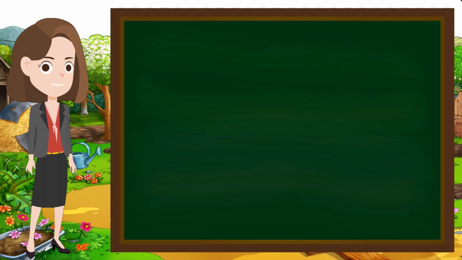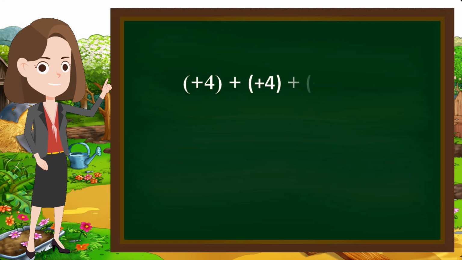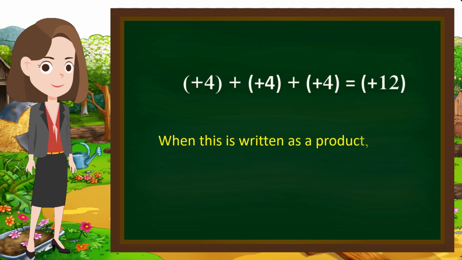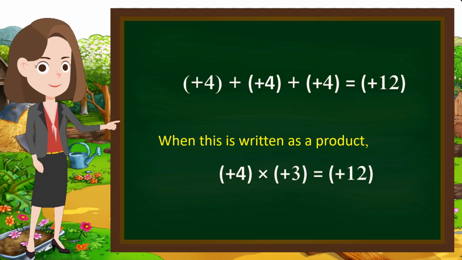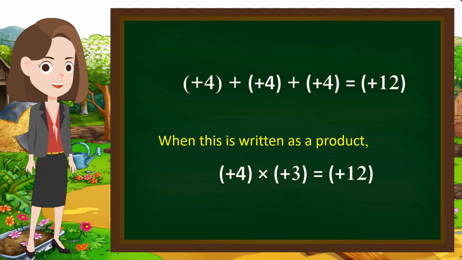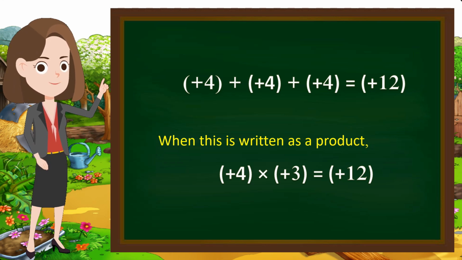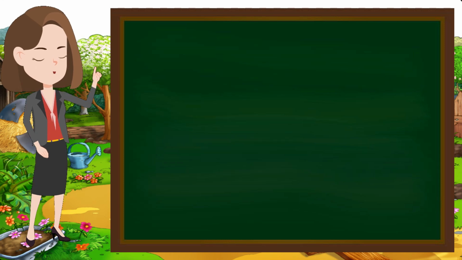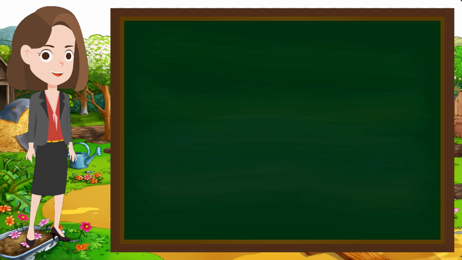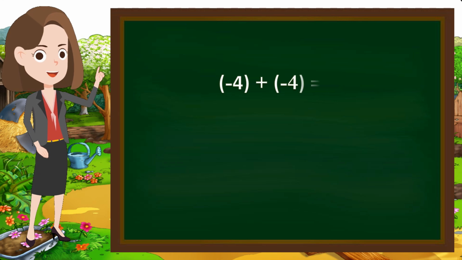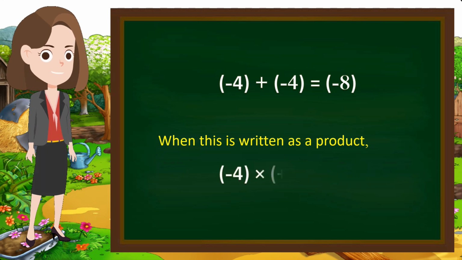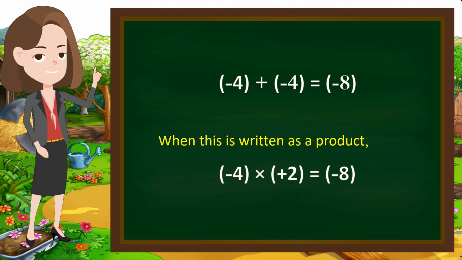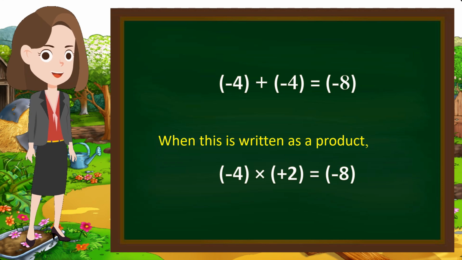Accordingly, my dear children, adding plus 4 to plus 4 to plus 4 equals plus 12. We can write it as a product like this. That is multiplying plus 4 by plus 3 equals to plus 12. My dear children, you know that when you add minus 4 to minus 4, you get minus 8 as the answer. Accordingly, by multiplying minus 4 by plus 2, we can get minus 8 as the answer.